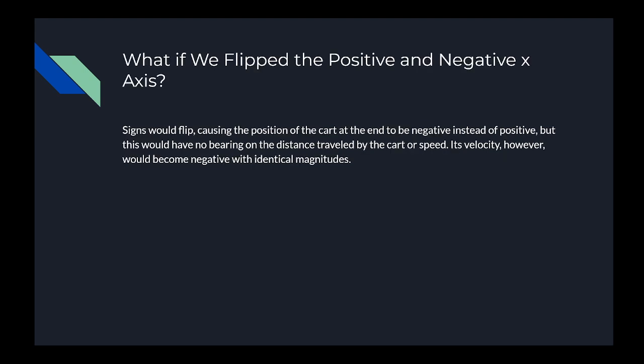And if we flipped the direction of the x-axis, then the distance traveled of the cart would not change, but the position of it would become negative instead of positive, and velocity would have identical magnitudes, but again would be negative in the x direction instead of positive.